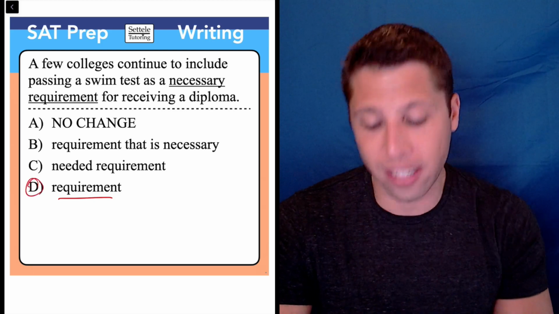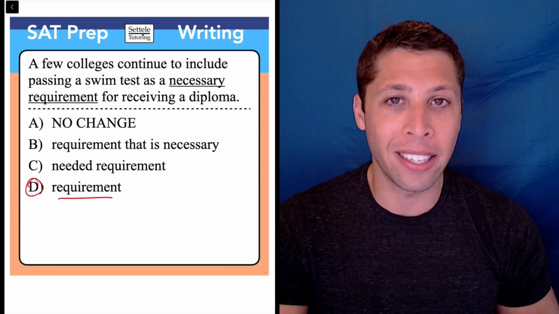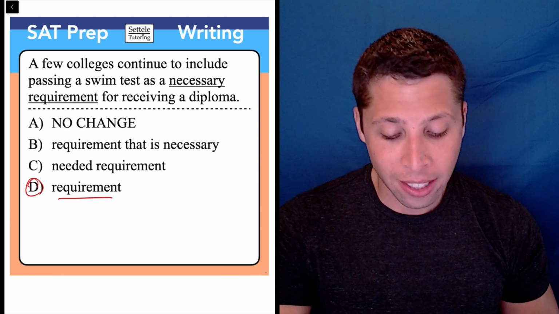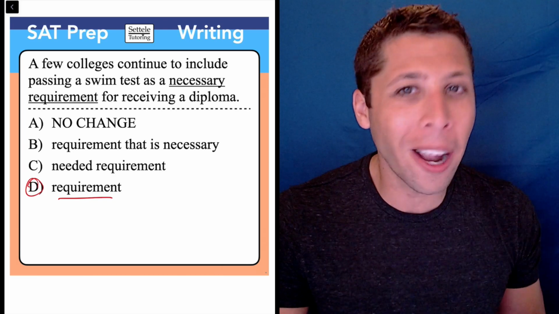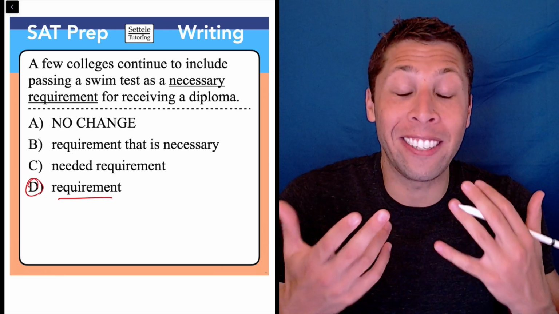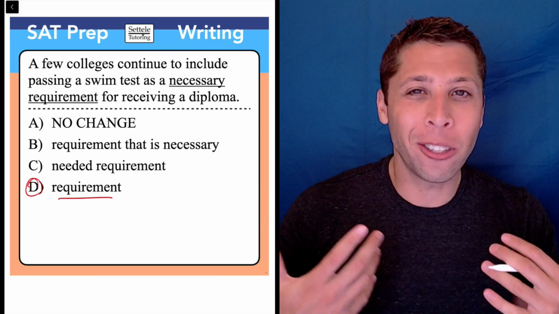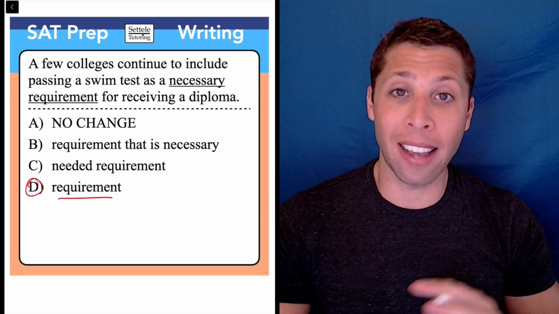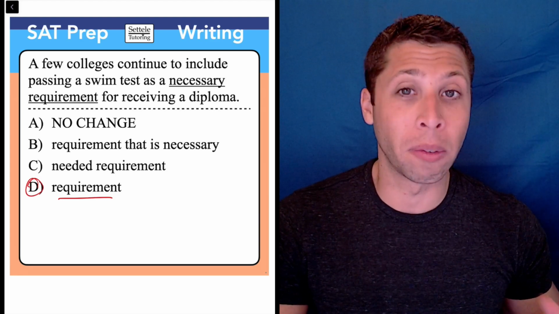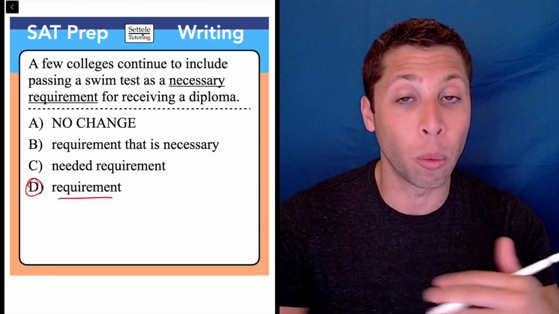This is a redundancy issue. Basically, all of the answer choices include the same idea, but some of them include it twice. To say that a swim test is a necessary requirement, well, all requirements are necessary. That's what a requirement is. It's a necessary thing. It's required that you do it. So we're adding an extra word for no reason. And look, maybe that's obvious to you that all of these choices would be redundant by repeating that idea of necessity when it's already included in the word requirement.